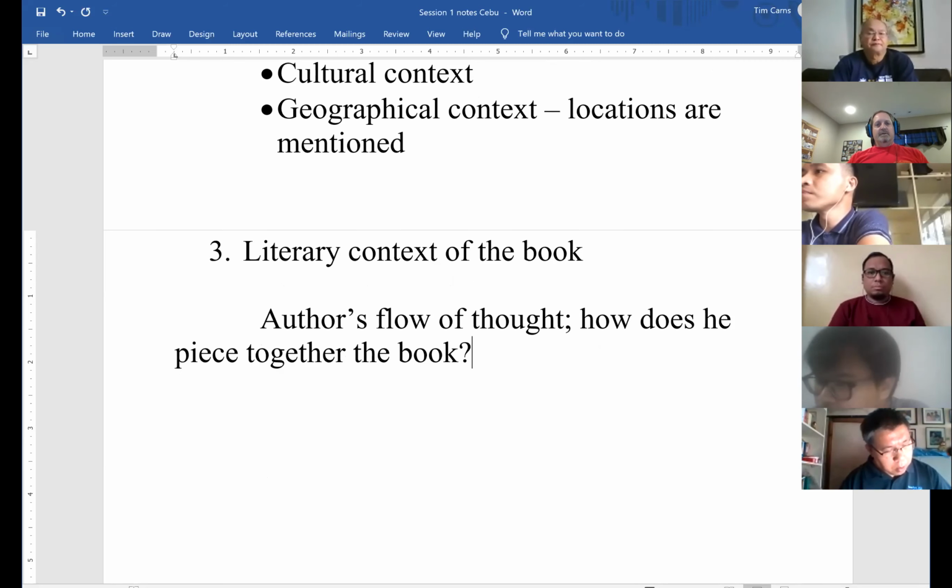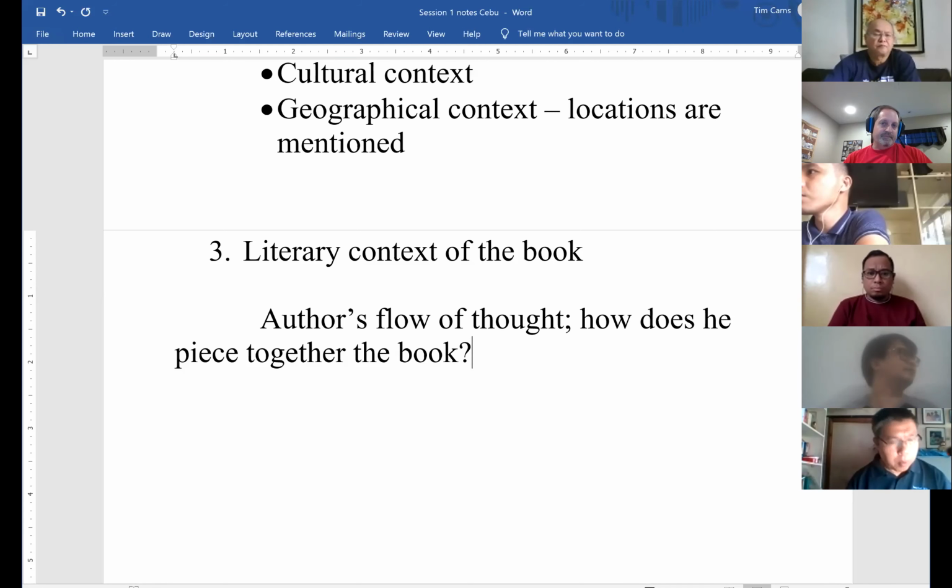If it's a narrative, he has this story, then this story, then this story. How are they connected together? Or in an epistle, remember, we would summarize each paragraph to understand that he made this point, then this point, then this point. How are they linked together? There's a flow of thought expressed there. In a book, it's trying to piece together or structure the whole book. It's more than just an outline.